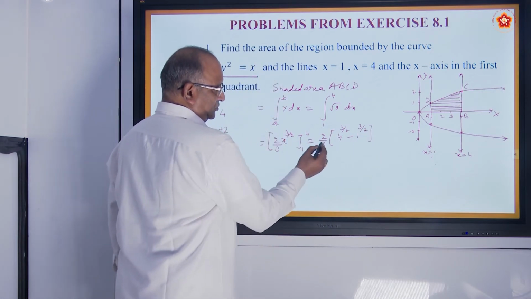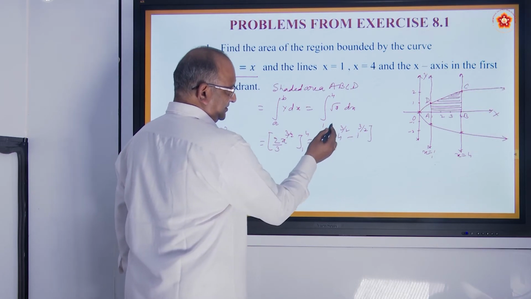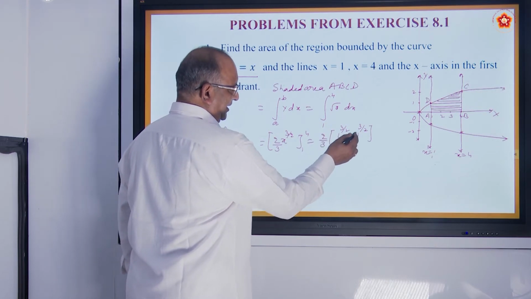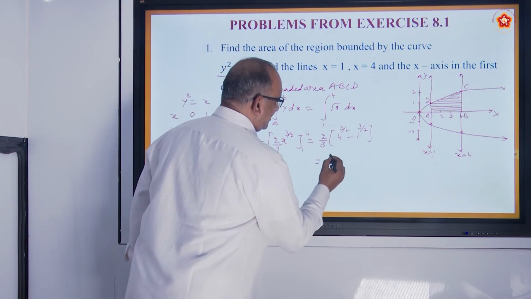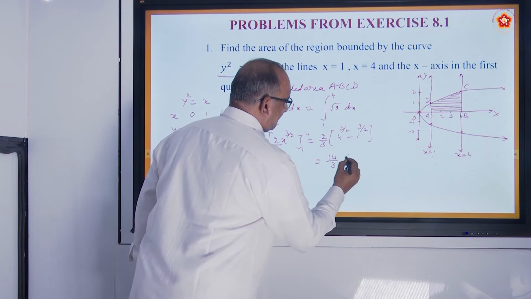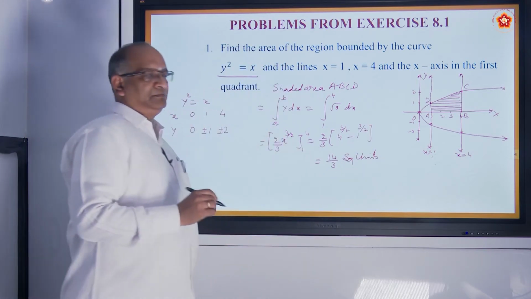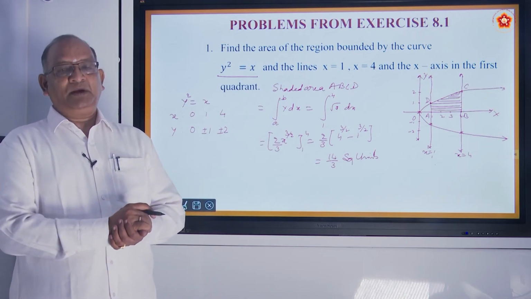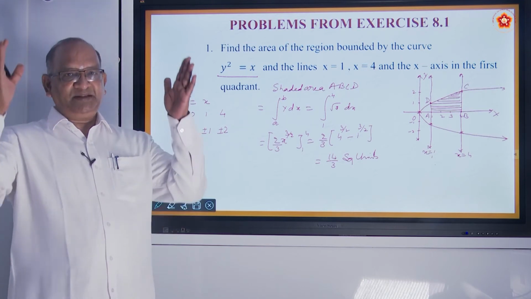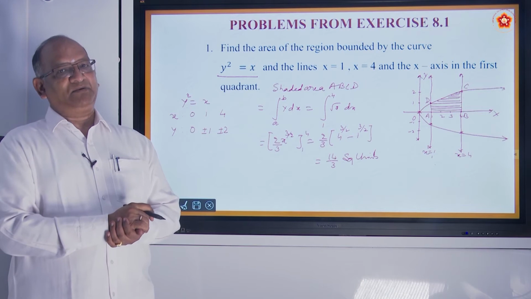4 can be written as 2 square, so 2 square and by 2 will get cancelled, will get left with 2 cube. 2 cube is 8, 8 minus 1 is 7, so 7 into 2, 14. Answer will be 14 by 3 square units. This is how we calculate the area under the curve above x axis between the ordinates x equal to 1 and x equal to 4.